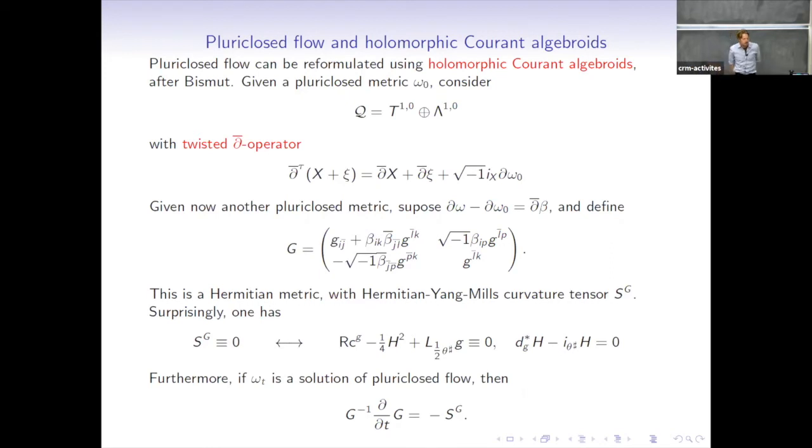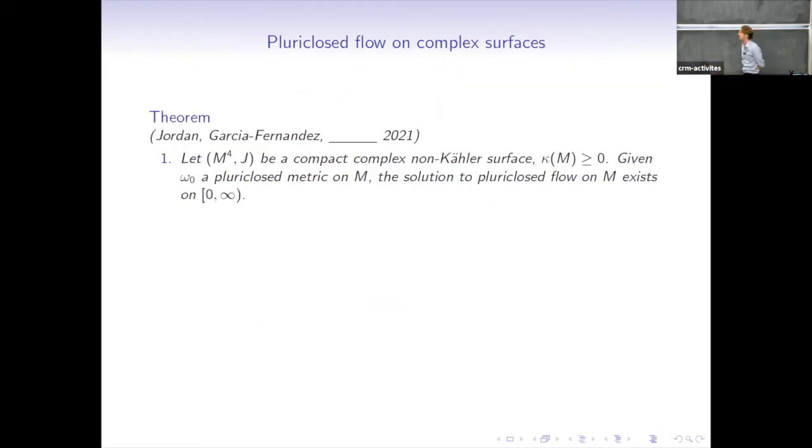Okay, and so using this point of view, this is joint work with my student Josh Jordan and Mario Garcia-Fernandez from this year. We can extend this theorem from before to the case without symmetry. So the first theorem: we fix a compact complex non-Kähler surface of non-negative Kodaira dimension, so 0 or 1, the only possibilities. I fix any pluriclosed metric, then we prove it exists globally. We do not prove what should be true, which is that the blowdown limit behaves as it does in the symmetric case. That's what one would expect. There's no reason it should not be true, but we don't prove that.